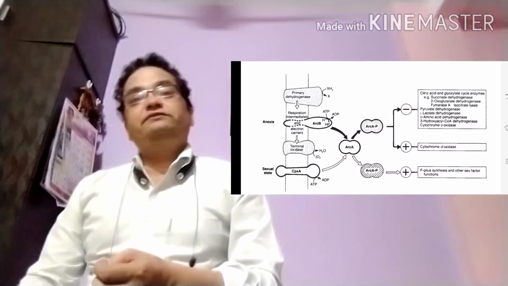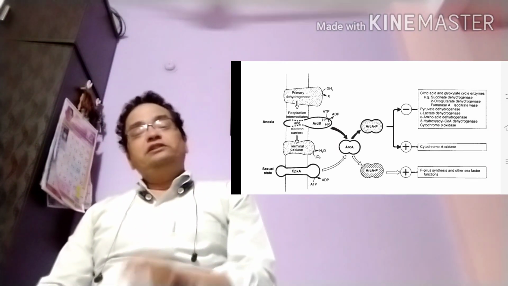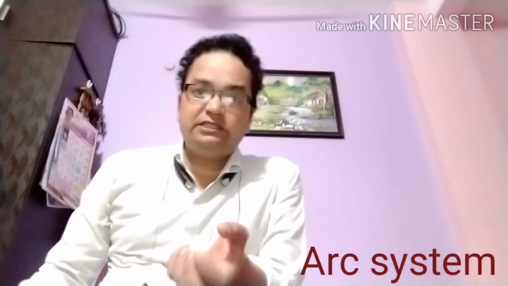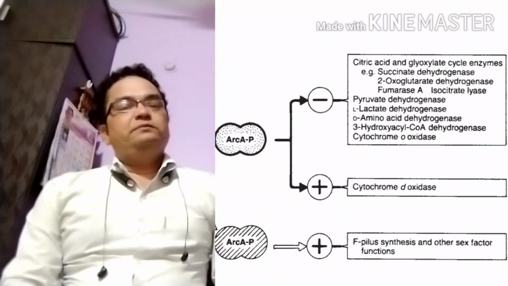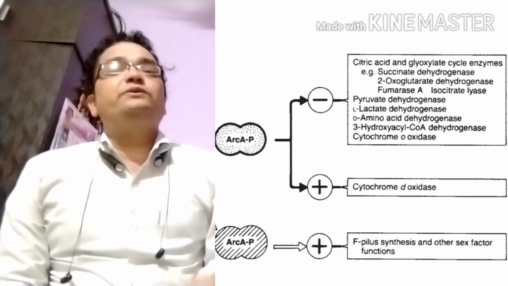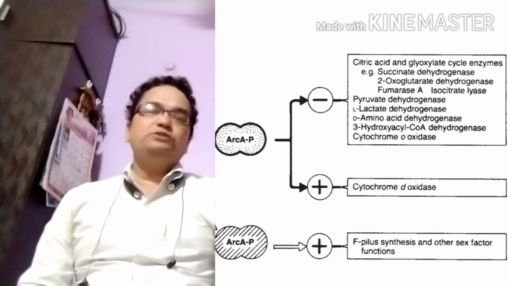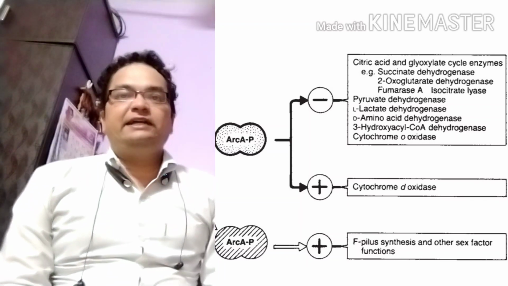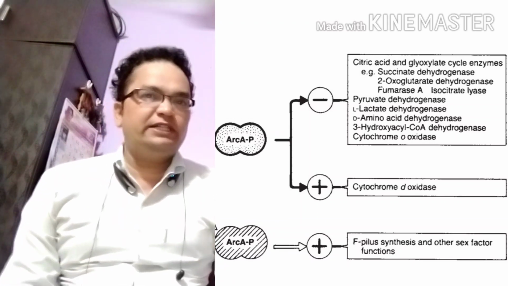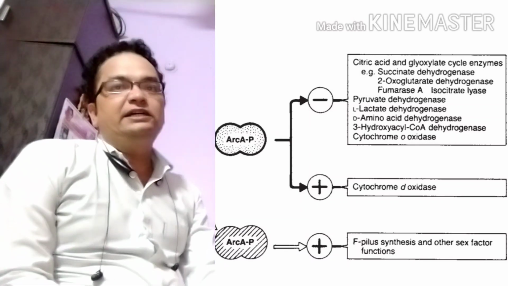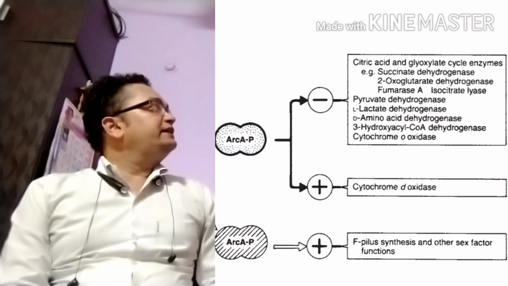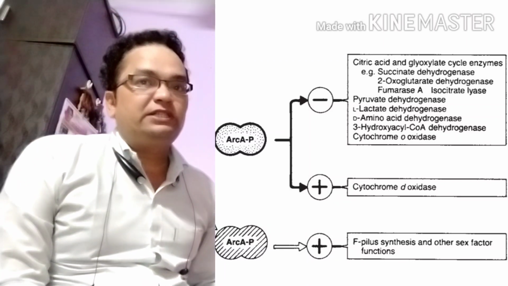Cytochrome D oxidase has very high affinity for oxygen and thereby it can trap the oxygen even if the oxygen concentration is low. Whereas phosphorylated ARCA acts as the negative regulator for several enzymes of the citric acid cycle and the glyoxylate cycle. For example, it inhibits succinate dehydrogenase, alpha ketoglutarate dehydrogenase, fumarase A, and it also inhibits the isocitrate lyase which is involved in the glyoxylate bypass.